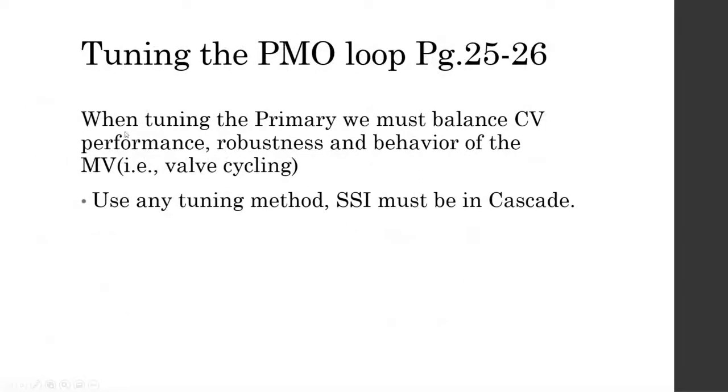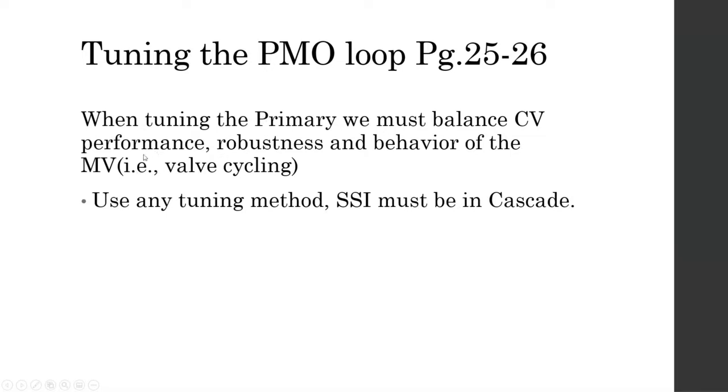Okay, tuning the primary. When tuning the primary, we must balance the control variable for performance, robustness, and behavior of the manipulated variable. So it's not just a matter of going and tuning the flow valve with a high gain and then we put it in auto and then we go to the primary and we adjust our primary. There's some things we have to consider, like how do we want the primary to react? Is it okay to be fast? Can we be slow? How robust is it? And then in order to maintain performance and or robustness, does it come at the expense of our manipulated variable? For example, valve cycling. You've probably seen applications where you can keep your control variable pretty good and nice and stable, but in order to do that, your valve is cycling like crazy. So you've got to find a balance between all of the different variables when you're tuning.